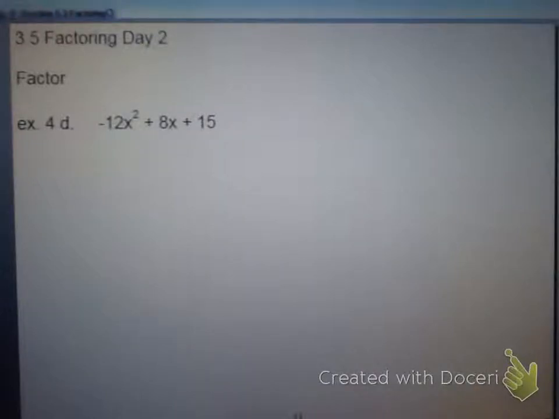Section 3.5 Factoring Part 2. In example 4D, before we can factor this trinomial into two binomials, we need to look to see if we have a GCF. Always look to see if you have a GCF.